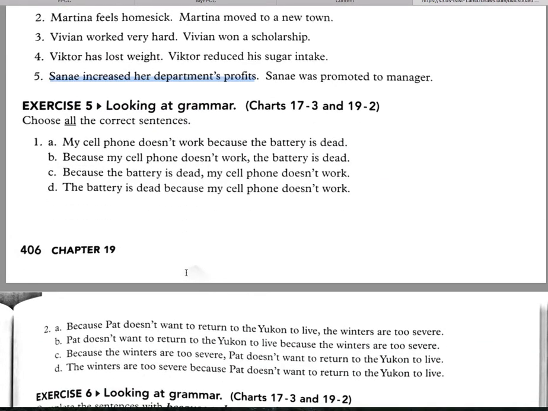Now in exercise 5, ladies and gentlemen, it says, choose all the correct sentences. So number 1, we have choices A, B, C, D. And number 2, we have choices A, B, C, D. Circle the ones that you think are correct.